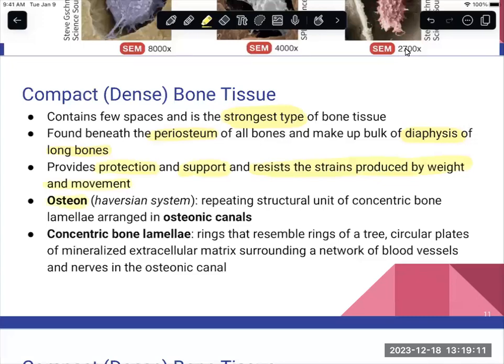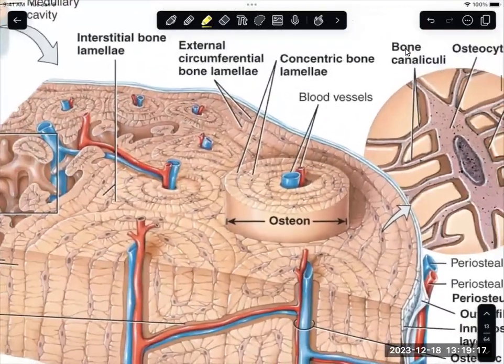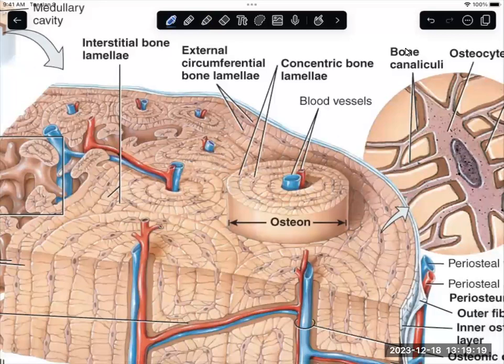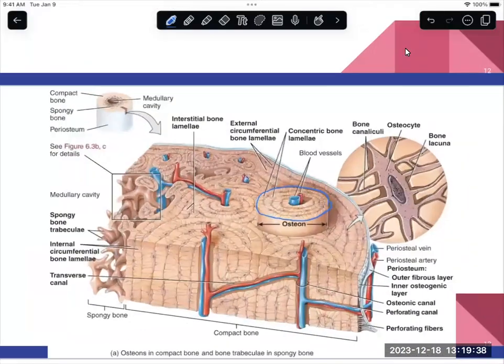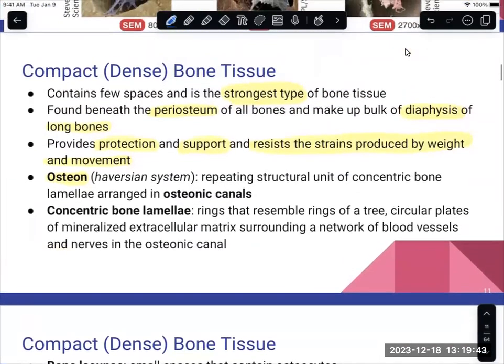We have those osteons. So this picture shows it very well. An osteon is this entire circular area. So one set of rings, tree rings as I call them, but one set of rings makes up an entire osteon. They are laid out in concentric bone lamellae, or those rings.